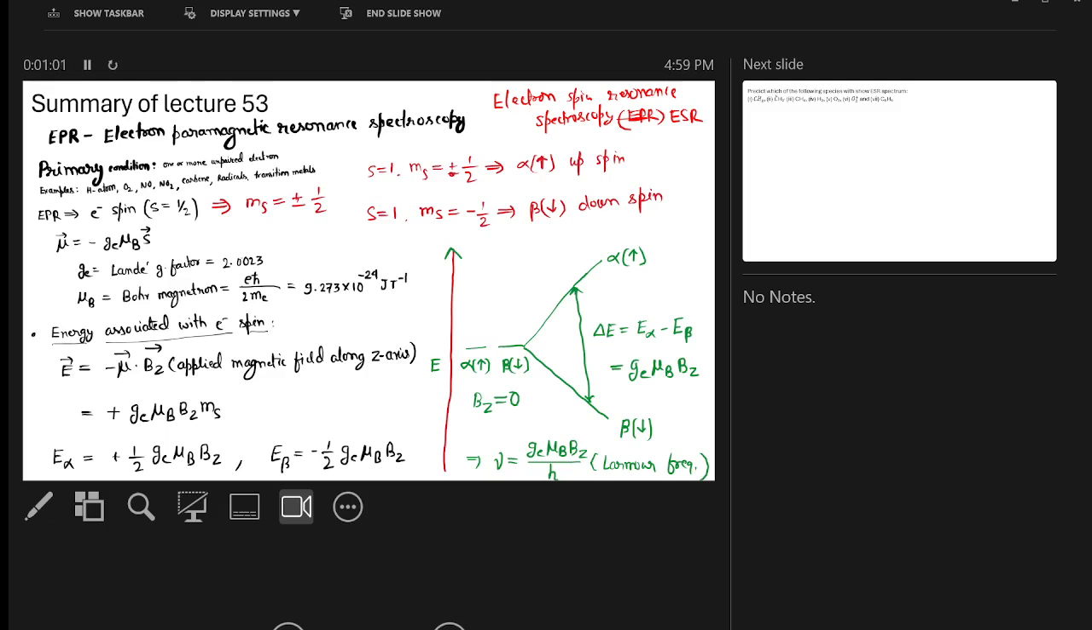or more unpaired electrons. For example, hydrogen atom, oxygen atom, NO, NO2, carbon radicals, transition metals. If the species has an unpaired electron, then only it will show an EPR spectrum. Okay. So any electron while spinning will have a spin quantum number 1 by 2 and ms value is plus minus 1 by 2.